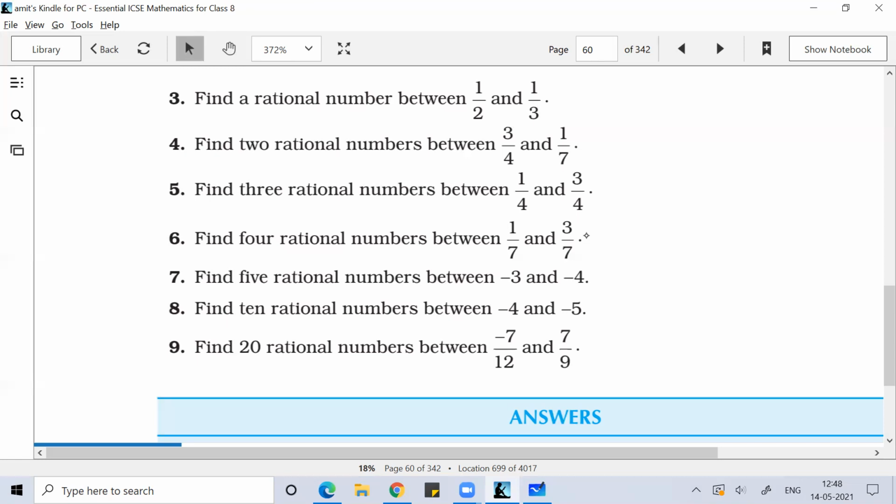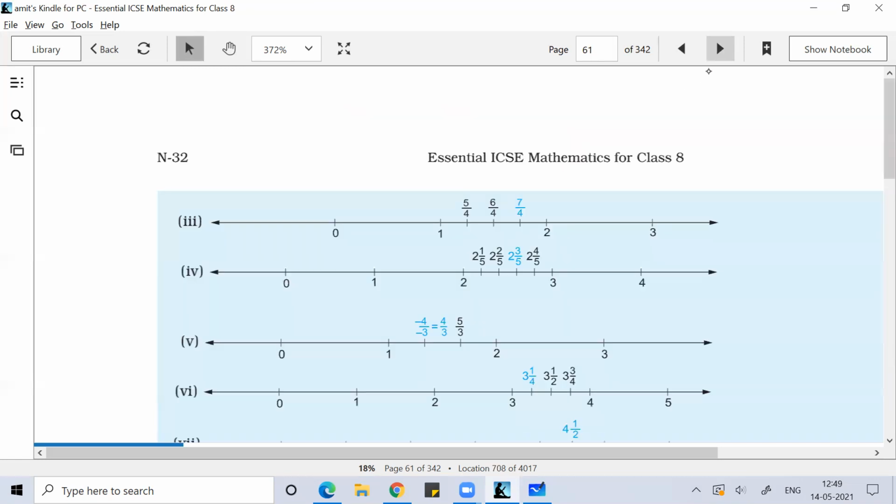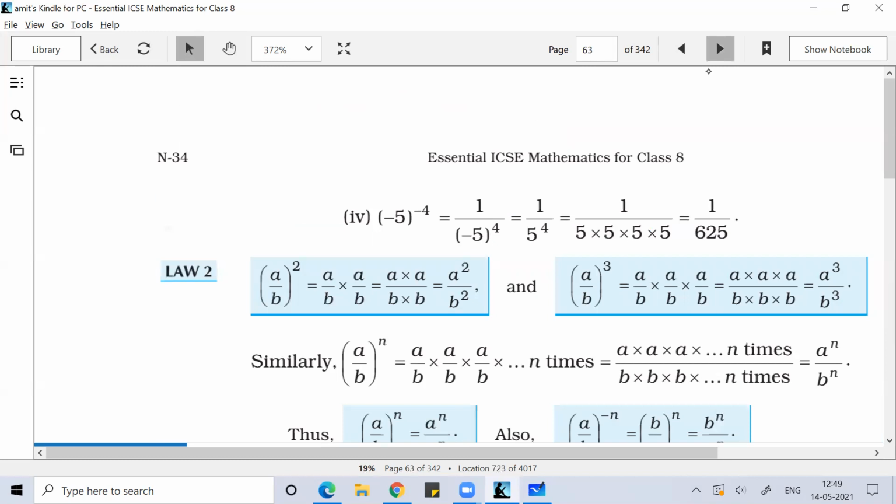So what will be the next chapter of math? We'll do the next chapter of maths. We'll finish this exponent and power. We'll start.